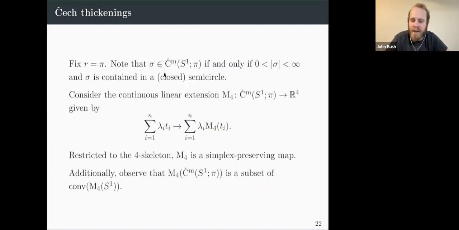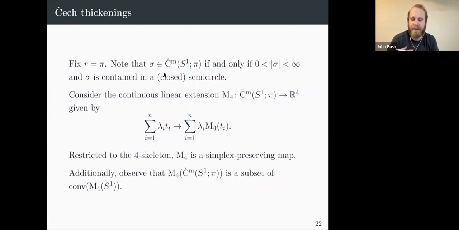We can consider the continuous linear extension now from the Čech metric thickening to R4, where M4 is that trigonometric moment curve. This is a map from the circle to R4, but I can just consider this linear extension, which is continuous by that previous lemma, where I take a convex combination of points to the same convex combination now of the images of the points. And as an aside, just as a reminder, if we restrict it to the 4-skeleton, then M4 is a simplex-preserving map.